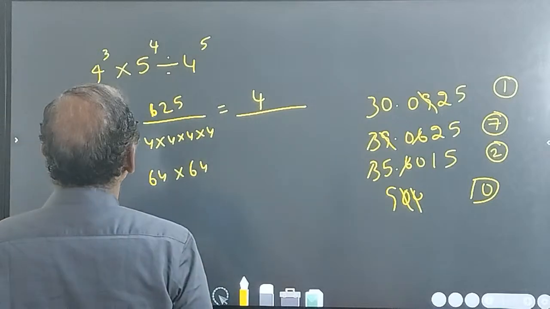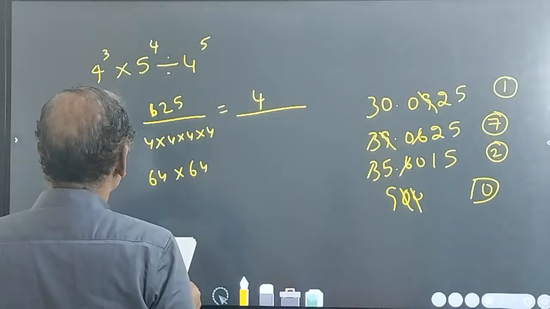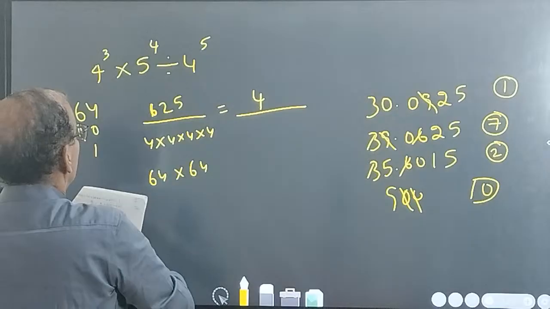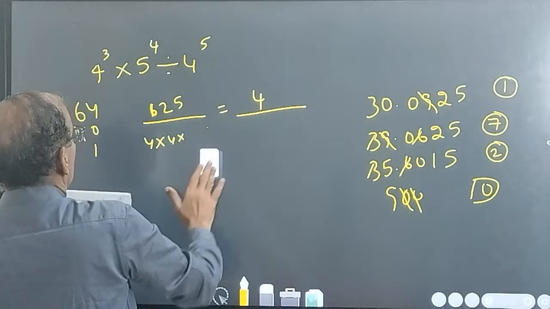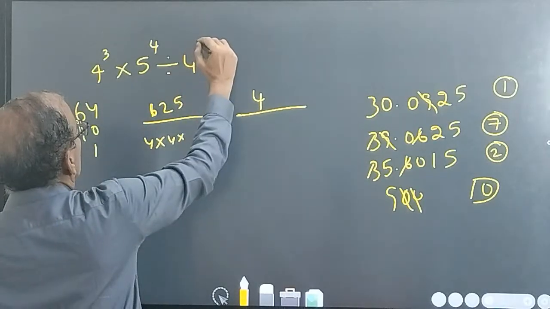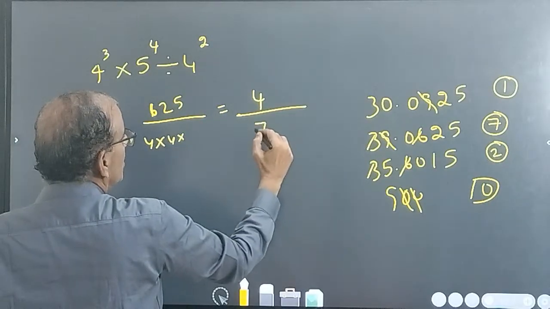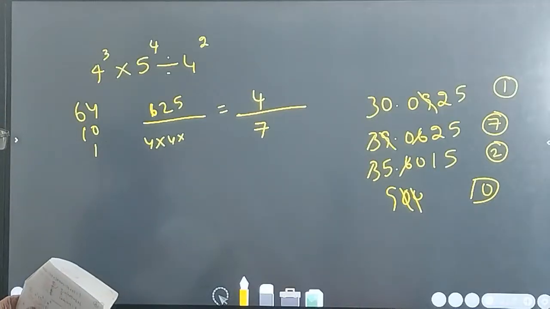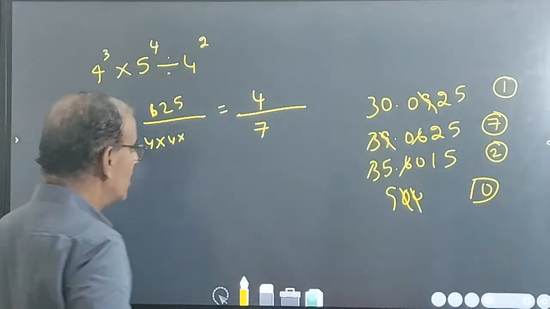625. This is not 4 to the power 5. It is 4 square. Then the weight. This is 4 square, that is 16. 16 means how much? 7. 4 cube divided by 4 square, that is 4 by 7.